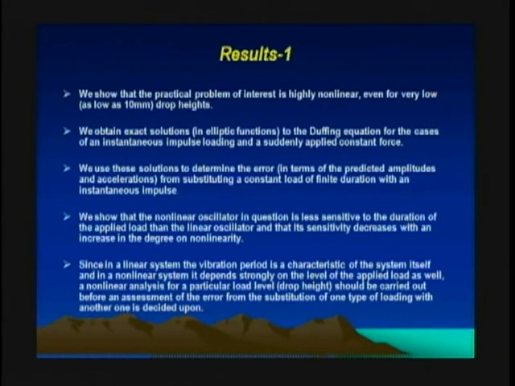We show, and now you'll see a couple of examples, that the nonlinear oscillator in question is less sensitive to the duration of the applied load than the linear oscillators, and that its sensitivity decreases with an increase in the degree of nonlinearity. I want to elaborate a little bit on that and to explain the physics, why it happens, why it's not something that couldn't be expected, but just the opposite, something that could be expected. You remember at the very beginning of our course, I said, why should we treat some systems as static systems and others as dynamic systems.